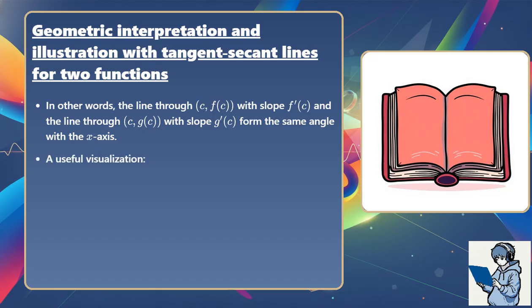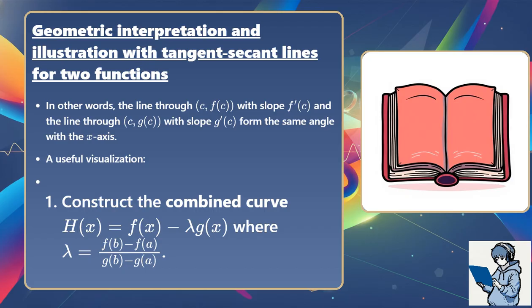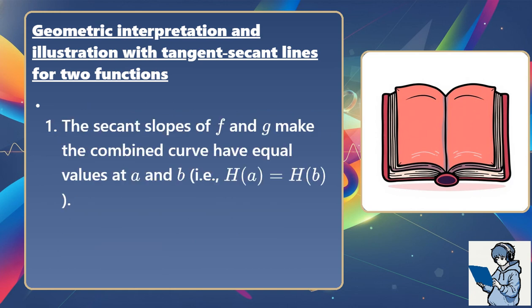A useful visualization. Construct the combined curve h(x) equals f(x) minus lambda g(x), where lambda equals (f(b) minus f(a)) divided by (g(b) minus g(a)). The secant slopes of f and g make the combined curve have equal values at a and b. That is, h(a) equals h(b).